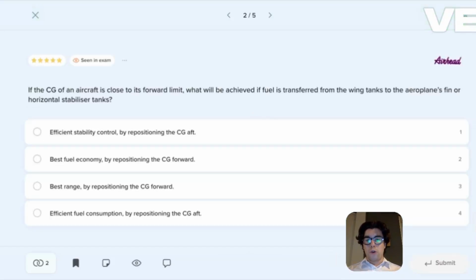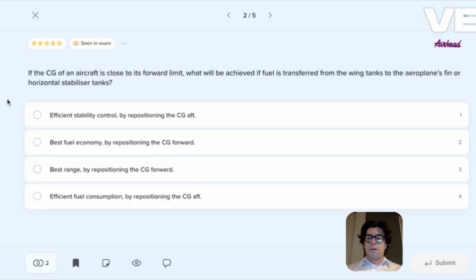And now question number 2. If the CG of an aircraft is close to its forward limit, what will be achieved if the fuel is transferred from the wing tanks to an airplane's fin or horizontal stabilizer tanks? So some aircraft are equipped with these trim tanks, which allow us to change the CG of the aircraft as we fly by playing with the fuel's position.